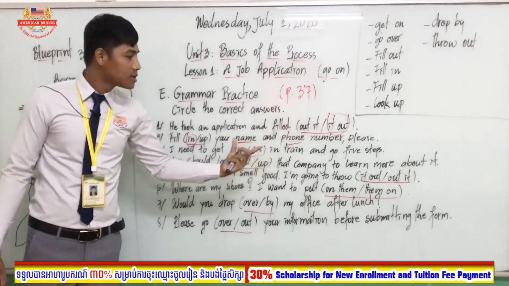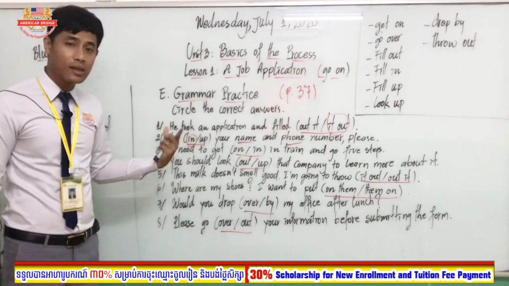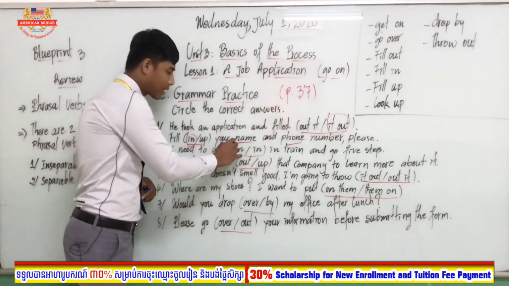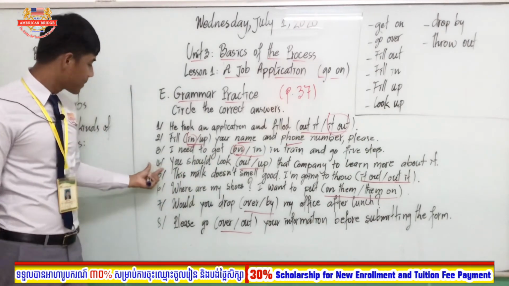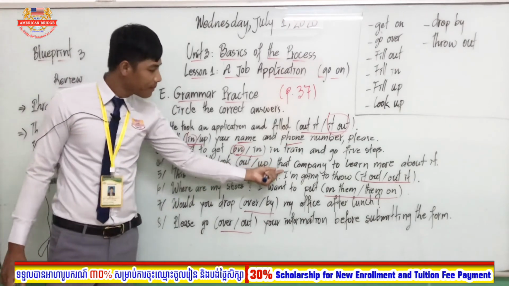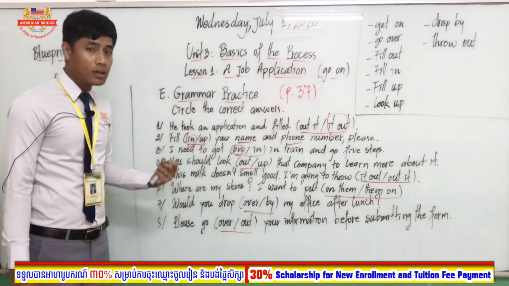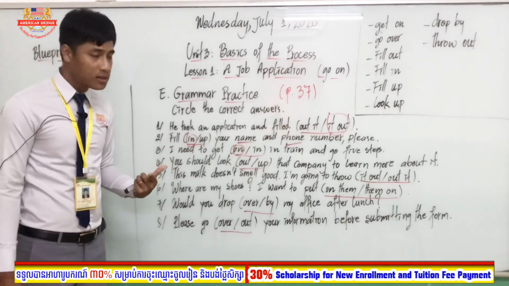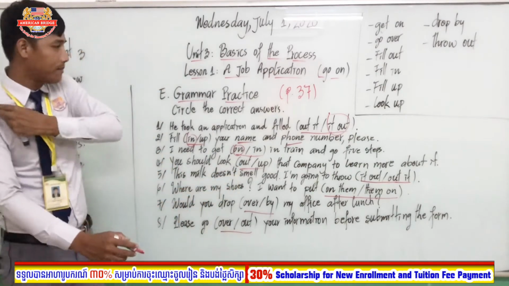Number three: I need to get in the train. So you have to use get in or get on. So get on the train, right? Good. Number four: you should look that company to learn more about it. It should be information, so look up, right?